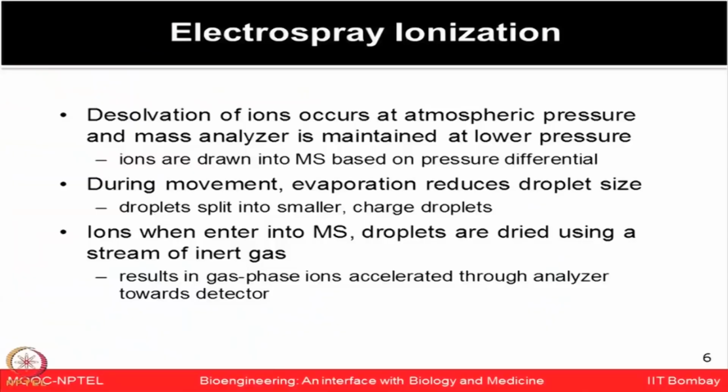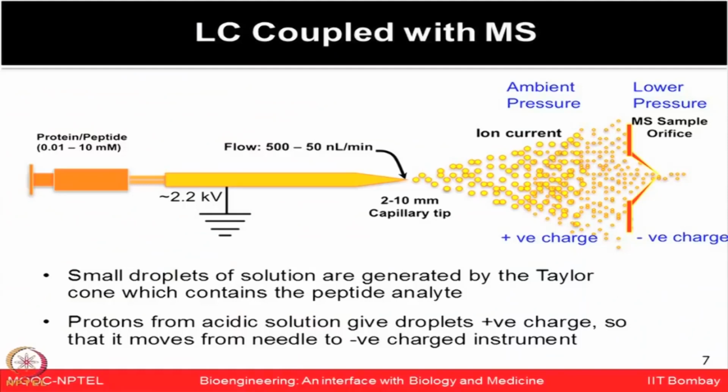droplets. When these ions enter the mass analyzer, it results in gas phase ions accelerated through the analyzers towards the detector. So, these small droplets from the solution are generated, that is known as the Taylor cone, which contains the peptide analytes. And now the protons from the acidic solution provide the droplet the positive charge.